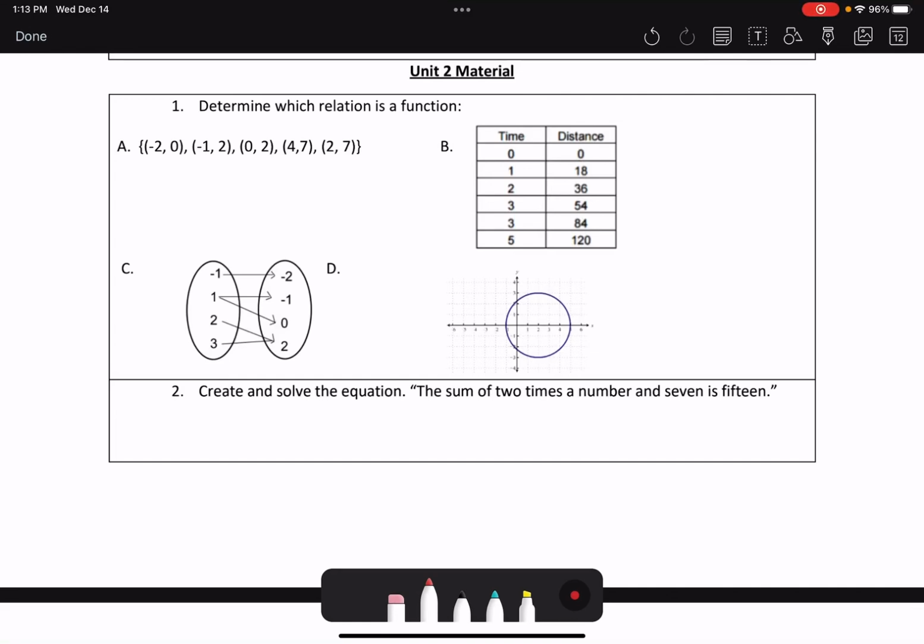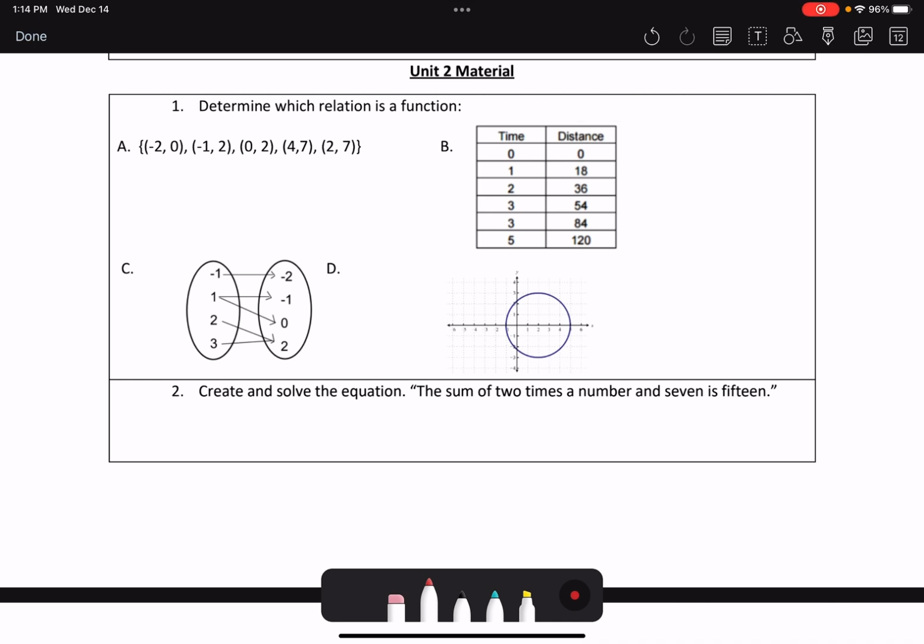Hey guys, it's Miss Adams again, and we are looking at our Algebra 1 midterm review for the 2022-2023 school year. And we're moving on to our Unit 2 material. This is when we were getting into our linear functions, so defining a function and learning how to graph linear functions and evaluate linear functions.